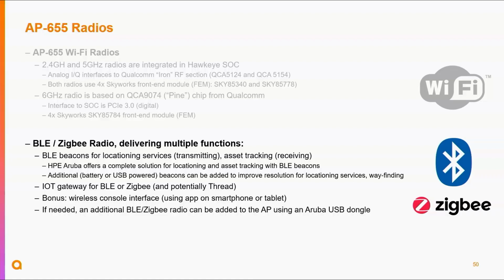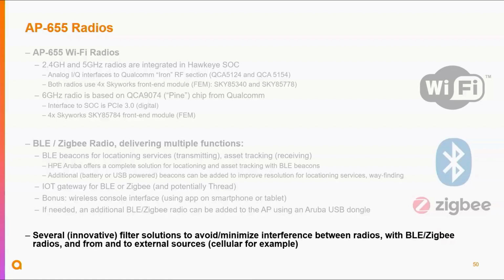Yeah, so if you get an app and run it on a tablet or a smartphone, you can actually access the console interface and interact with it that way instead of using the RJ45 or custom console cable. So you have another option to get to that. And if you want, you can add a second or maybe even a third in the future BLE radio using the USB port, but not a whole lot of people do that.